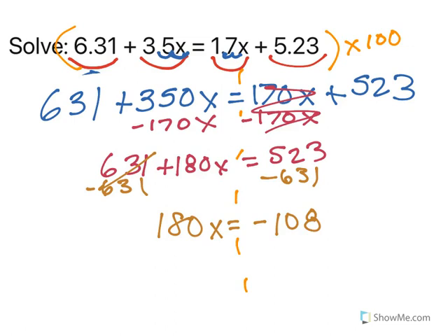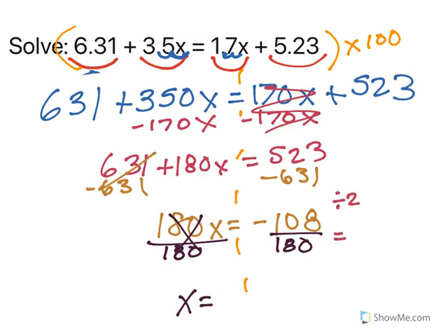Now I am ready to do my last step, which is to divide by 180. And now you're like, do I need to reduce that fraction? The answer is, of course. Looking at 108 and 180, your brain might see the greatest common factor right away. Maybe it doesn't. My brain right away says they're both even, so I'm going to divide both by 2. Negative 108 divided by 2 is negative 54, and 180 divided by 2 is 90. Those are also both even, so I'm going to divide by 2 again.